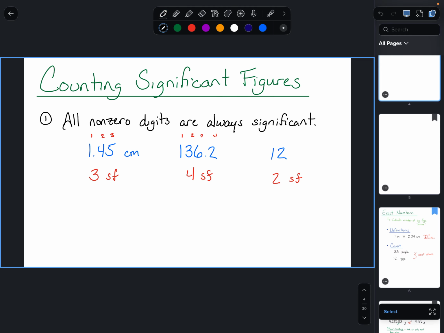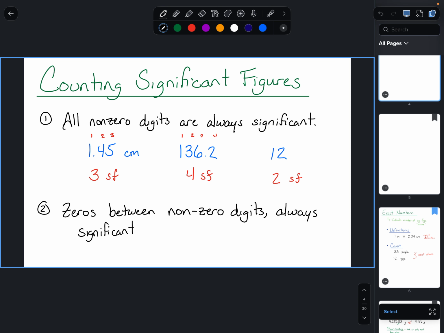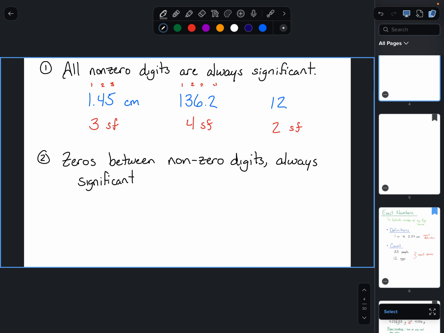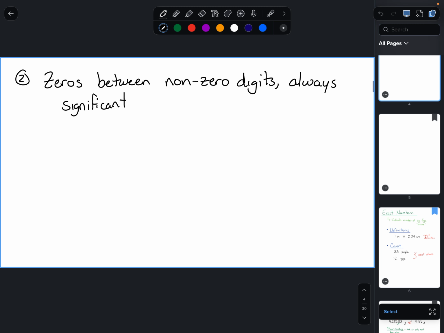All right, so rule 2. If we have zeros between non-zero digits, they are also always significant. So let's see if we can apply this rule. I'm going to put down examples. You try to count the number of sig figs here based on this rule.